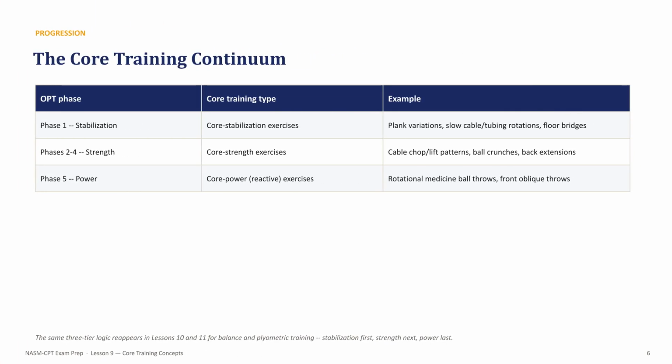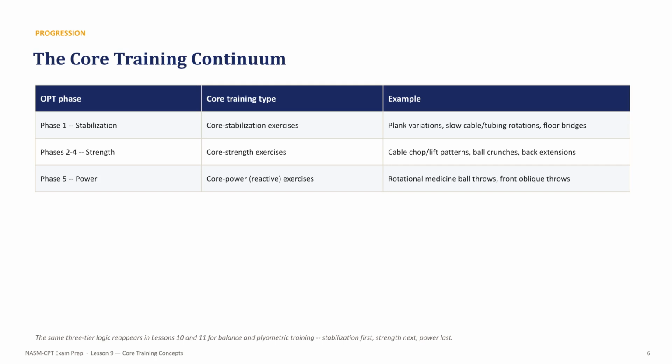Let's talk progression. Phase 1, stabilization. Core stabilization exercises: plank variations, slow cable or tubing rotations, floor bridges. Phases 2 through 4, strength. Core strength exercises: cable chop or lift patterns, ball crunches, back extensions. Phase 5, power. Core power or reactive exercises: rotational medicine ball throws, front oblique throws.